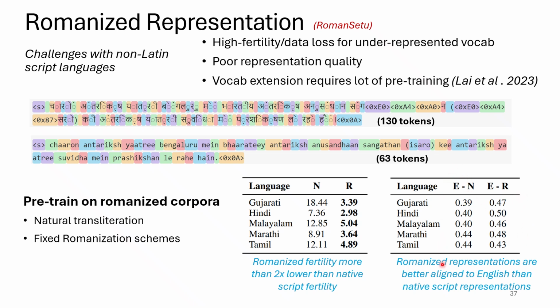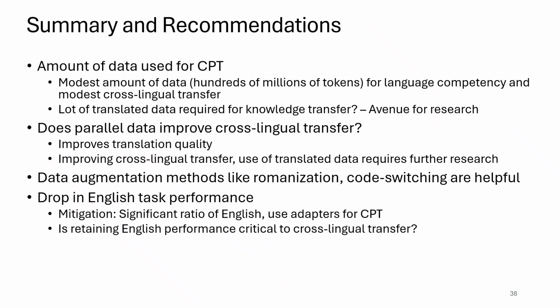So, in the native script, for example in Hindi, the cosine similarity between English and native script data is 0.4, whereas the cosine similarity between English and the corresponding Hindi data in Romanized script is 0.5. So that's very useful to know: the Romanized representation is better aligned to English than the native script representation, which can facilitate better cross-lingual transfer.